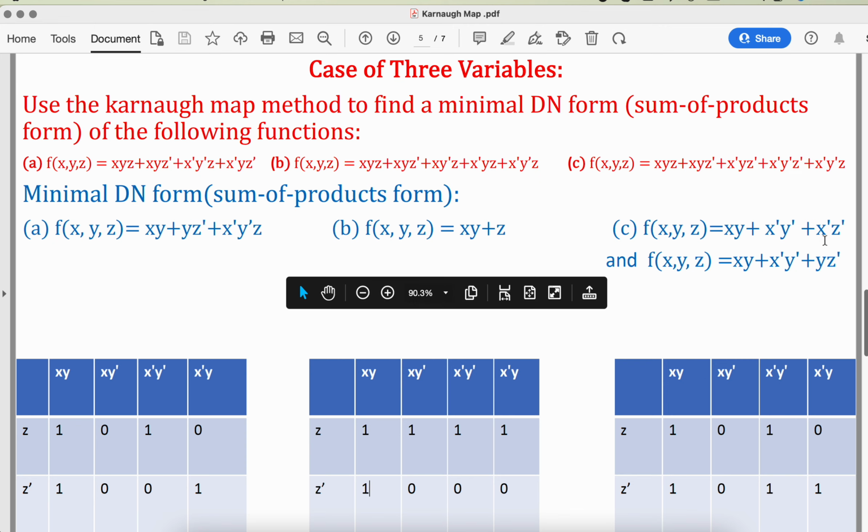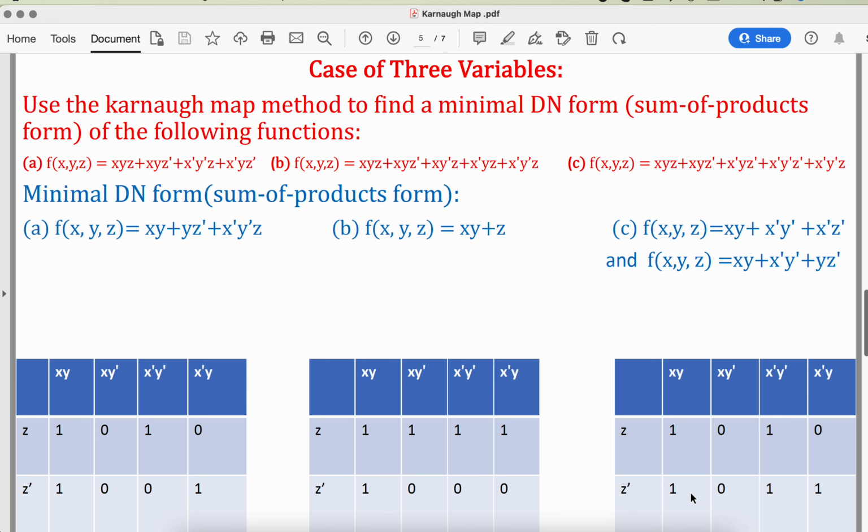So in this case we have two minimal forms. One is xy, x dash y dash, x dash z dash. Another is xy, x dash y dash, and y z dash. Always remember that the last column and this column can be considered as adjacent columns, and this row and this row can be considered as adjacent rows because we can always wrap them.